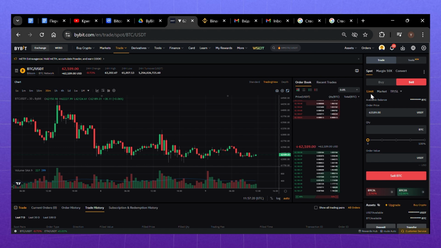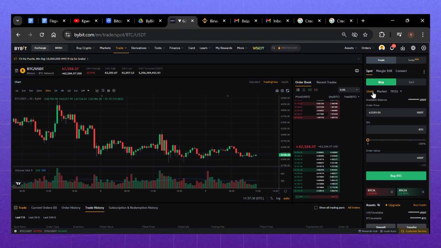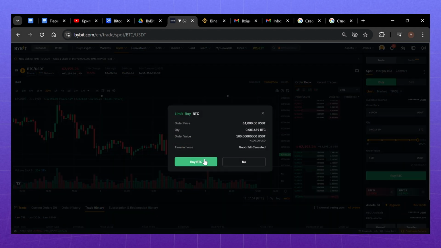Here's how to set up a limit order. First, let's say the current price of Bitcoin is $62,189, but you want to buy it when it drops to $61,000. Second, select limit order and specify that you want to buy Bitcoin at $61,000. Third, enter the amount you want to buy. For example, you want to buy $100 worth of Bitcoin. Fourth, confirm the order and it will appear in your current orders.